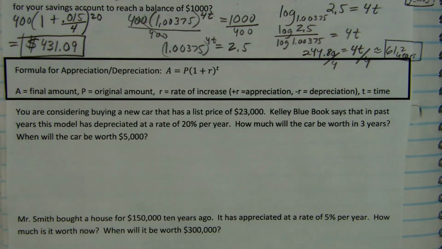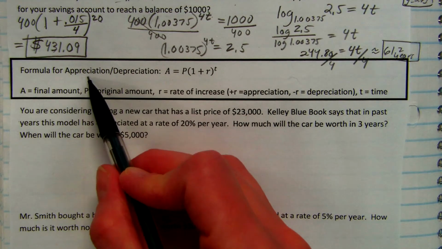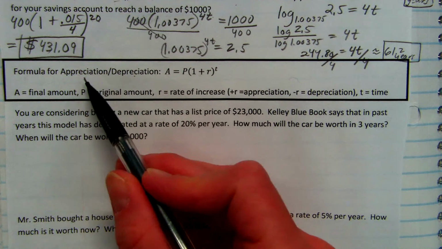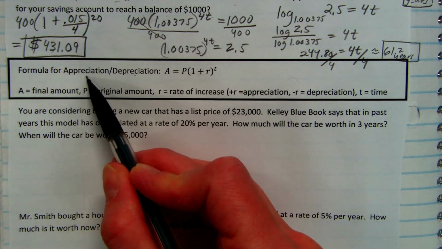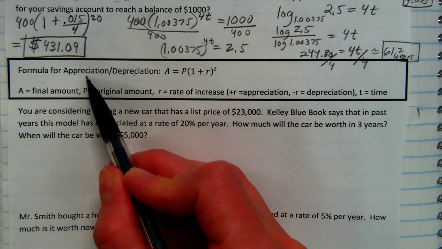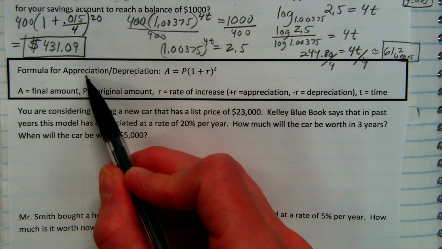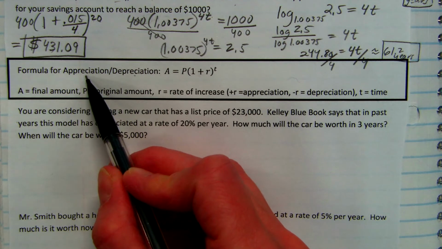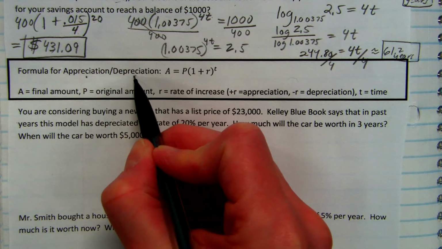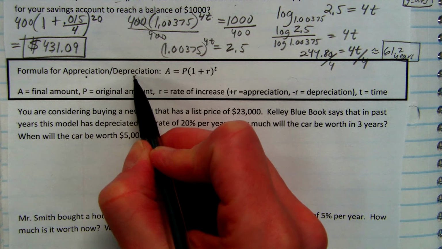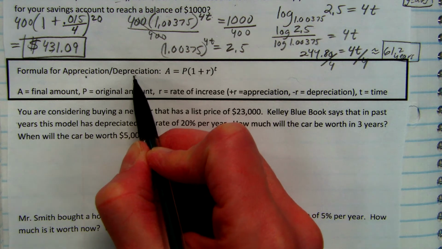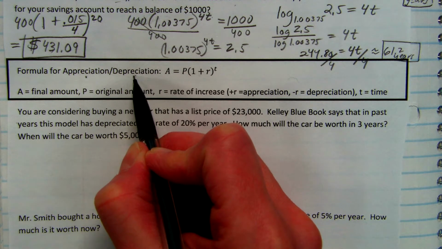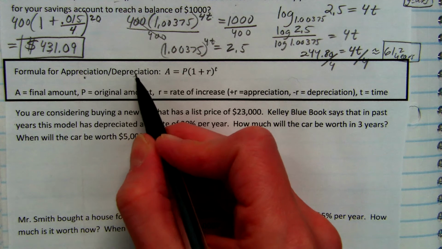So we're going to look at the formula for appreciation and depreciation. Appreciation means that things are gaining value. If you buy a house and take care of it, generally prices go up. And usually if you turn around and sell it later, you usually can get more out of it than what you paid for it if you kept it nice. Depreciation is like when you drive off the lot with a brand new car and it's immediately losing value because it's used.